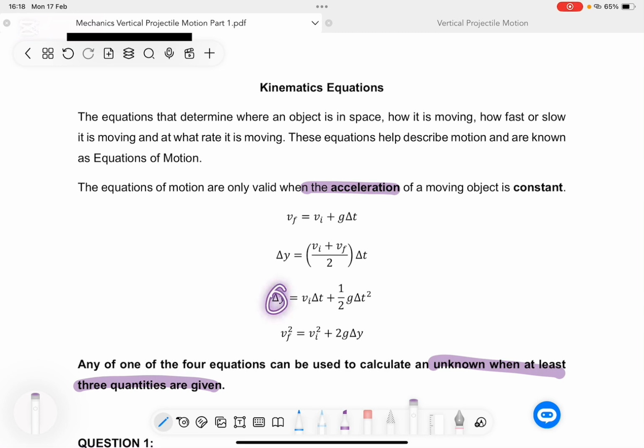I can also have the displacement, the initial velocity, and the acceleration due to gravity. You see that I have three quantities, then I can solve for time. And the same will be true with the others. As long as you have any three given quantities, you can then solve for the other quantity using these equations. I'll do a series of questions now where we learn how to use these equations and the knowledge that we have learned.